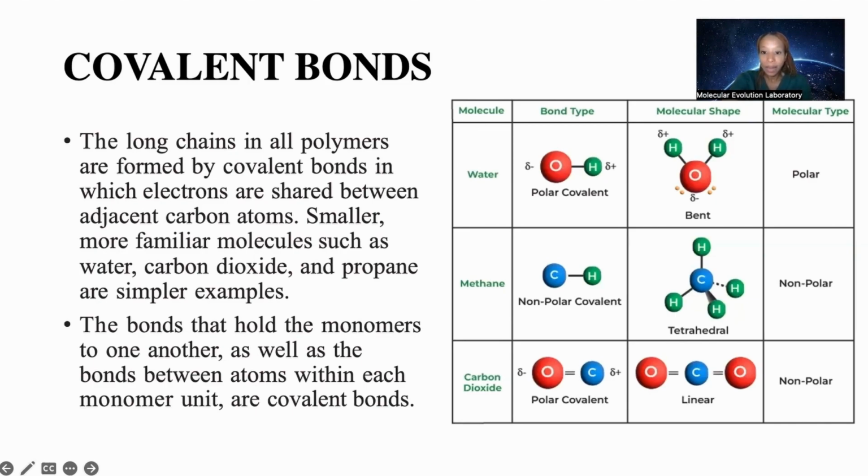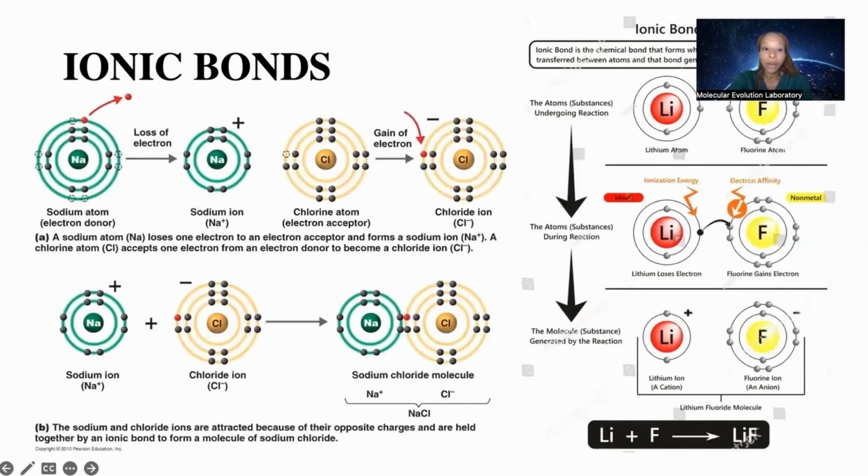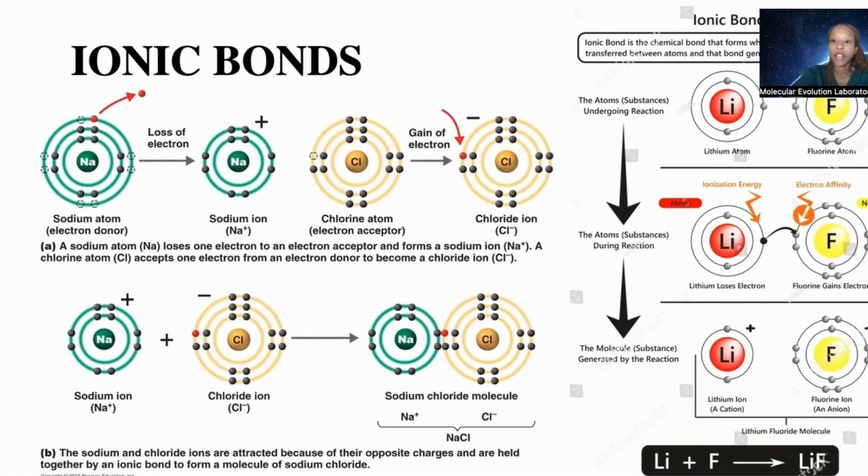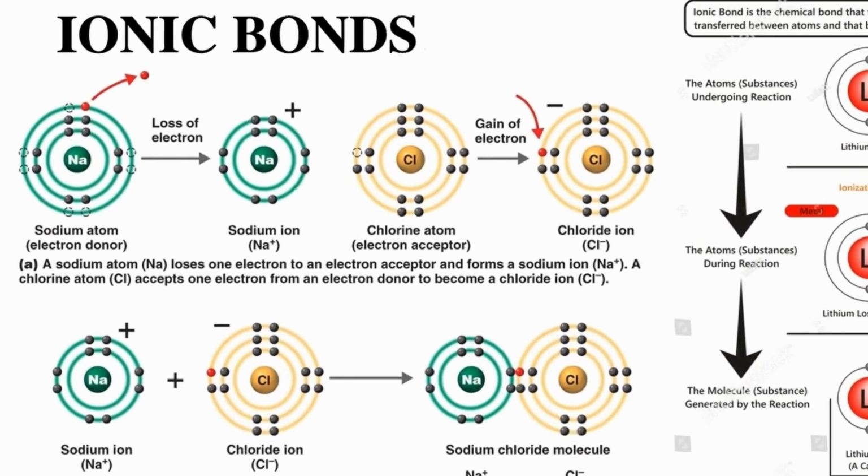The bond type between hydrogen and oxygen in water is basically a polar covalent bond. The bond in methane, which is carbon and hydrogen, is a non-polar covalent bond. The bond between oxygen and carbon to give you carbon dioxide is a polar covalent bond. Ionic bond, as we've said before, involves a transfer of electrons.